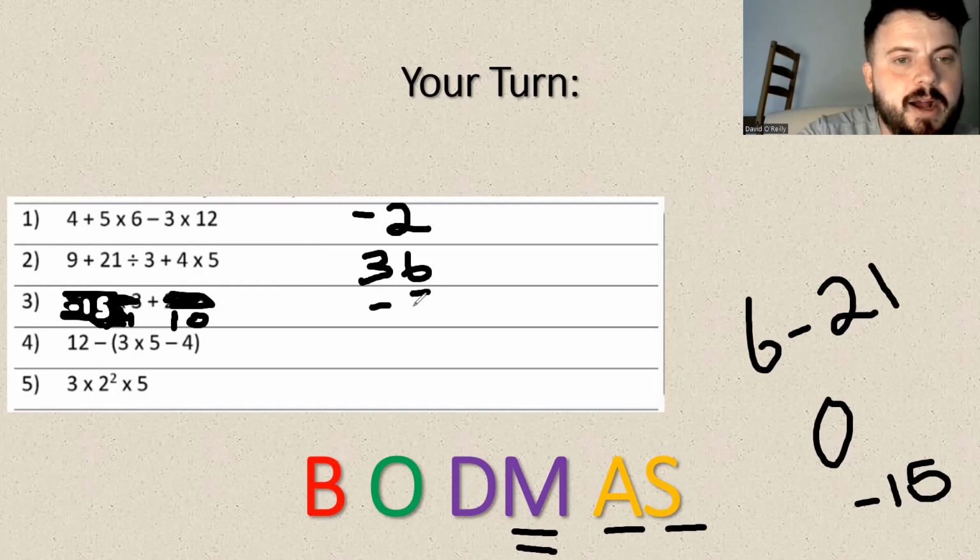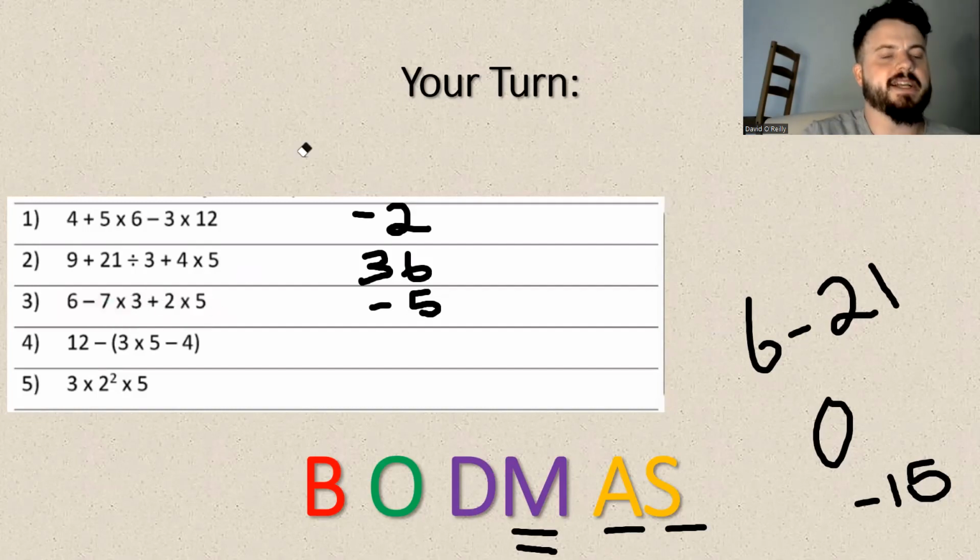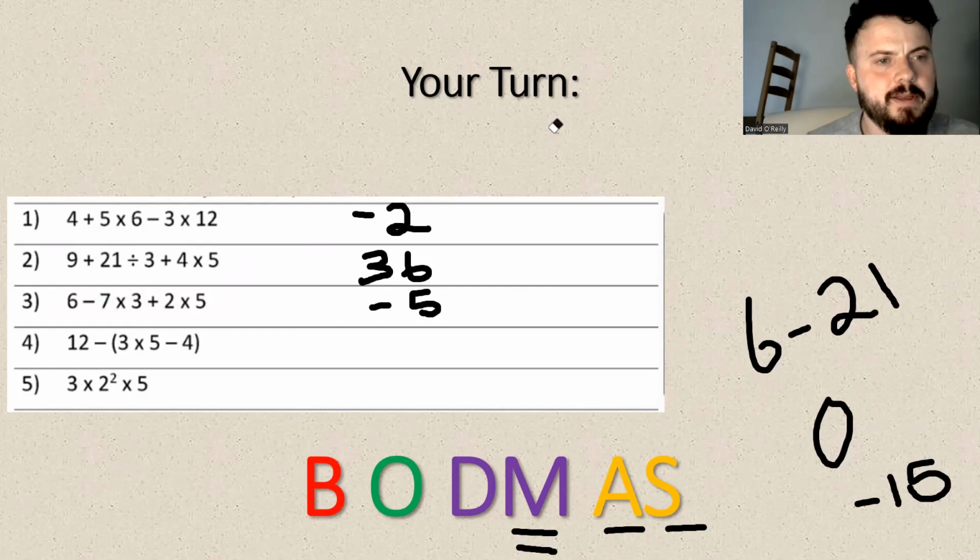Now let's just check my answer to make sure I'm correct. If I'm wrong, then I'll look at what it is I did wrong, okay? So Alexa, 6 subtract 7 times 3 plus 2 times 5.